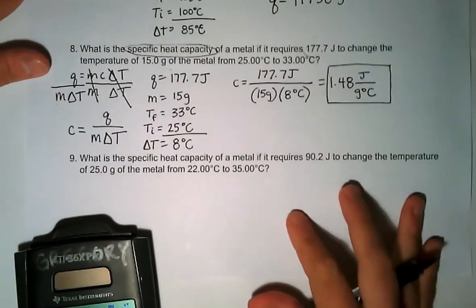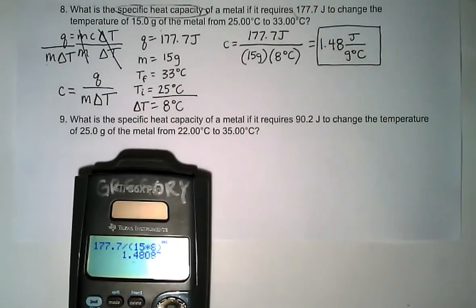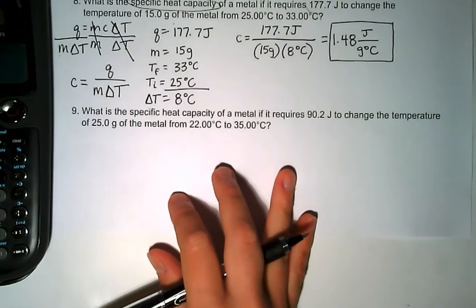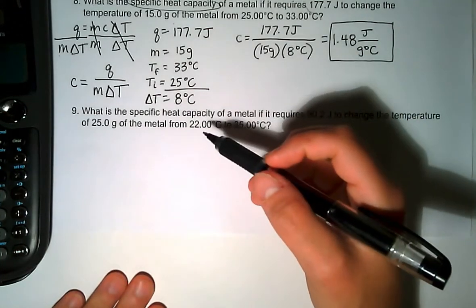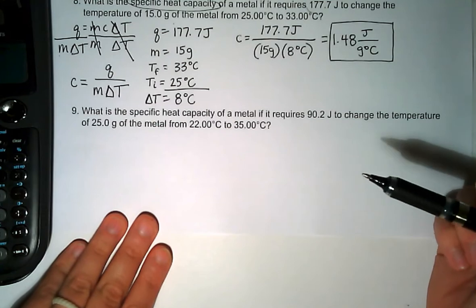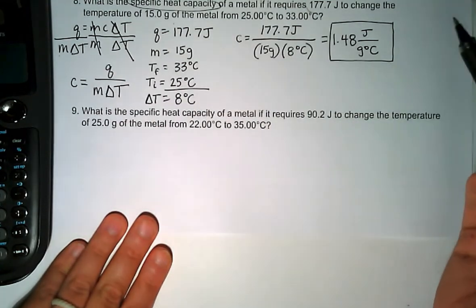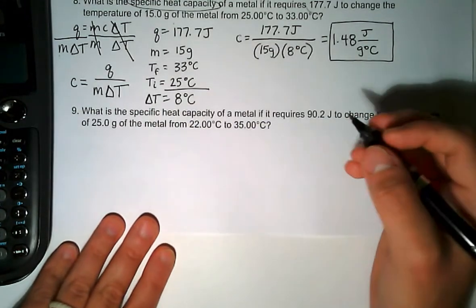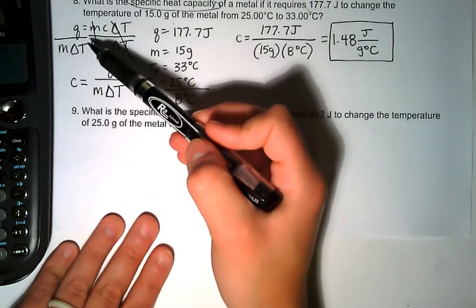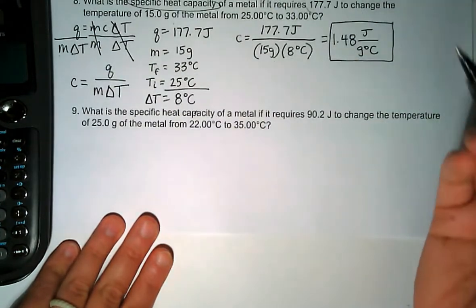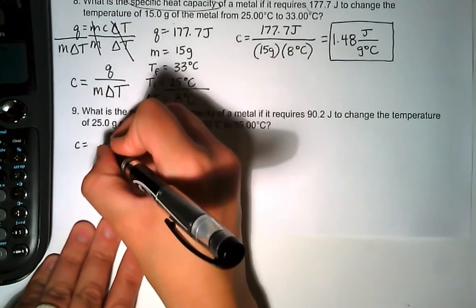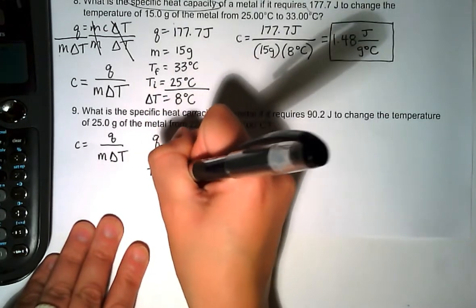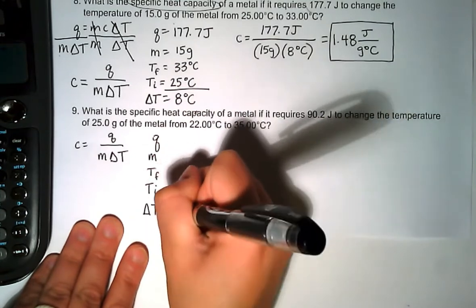The last problem on this sheet says, what is the specific heat capacity of a metal if it requires 90.2 joules to change the temperature of 25 grams from 22 to 35 degrees Celsius. So this is a very similar problem to our last one, just different values, a different metal, I suppose. So specific heat capacity, we're searching for that. So I'm going to use the same rearranged equation, C equals Q over M times delta T. So I need my Q, M, T final, T initial, and that of course will give me delta T.